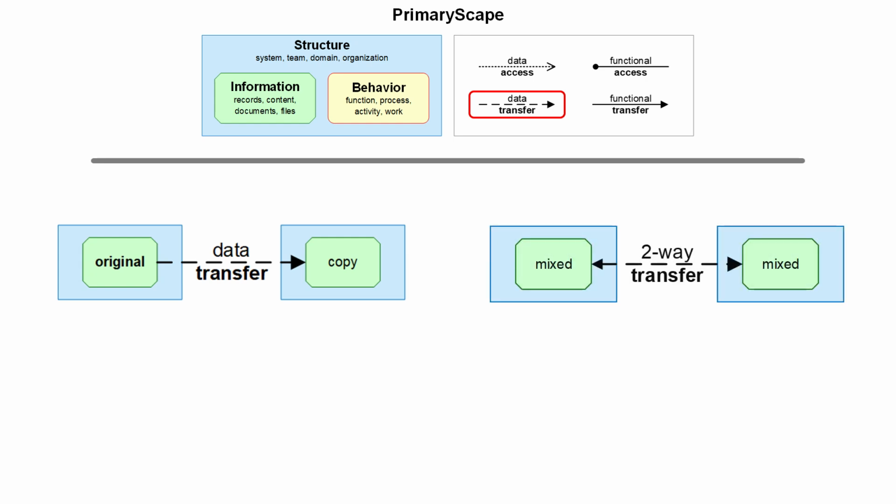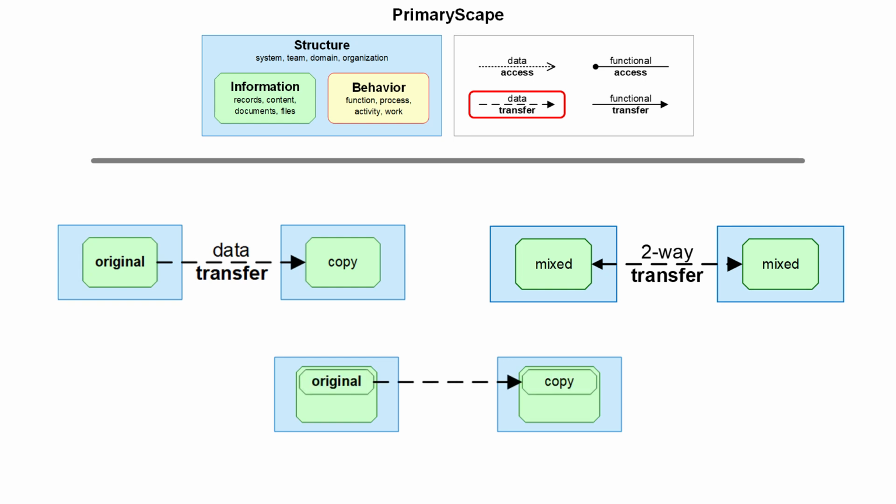A two-way data transfer is rare and likely means the diagram is at a higher level of abstraction or simplification. Going into more detail, one will often find that there are different subsets of information that are transferred in different directions between the systems.